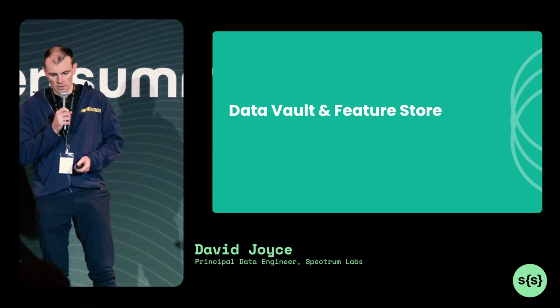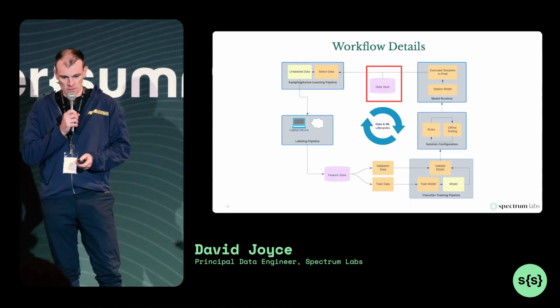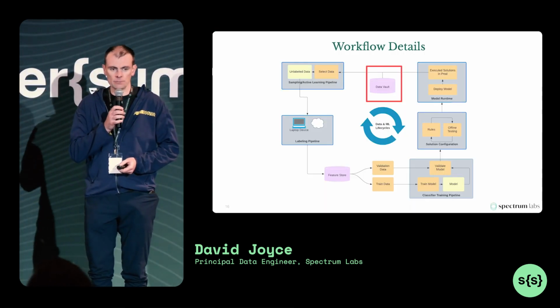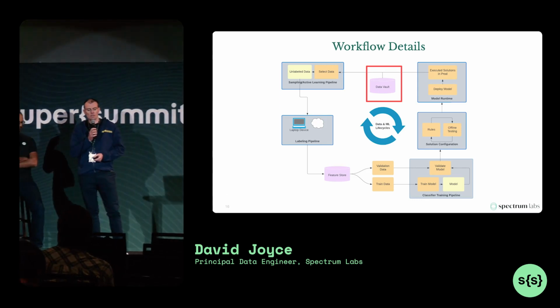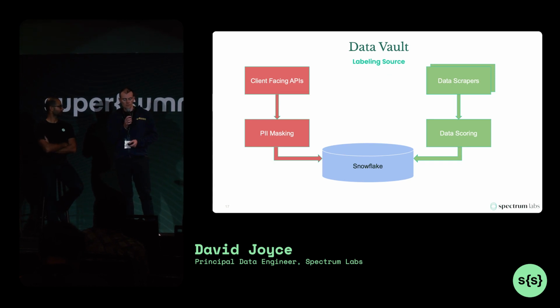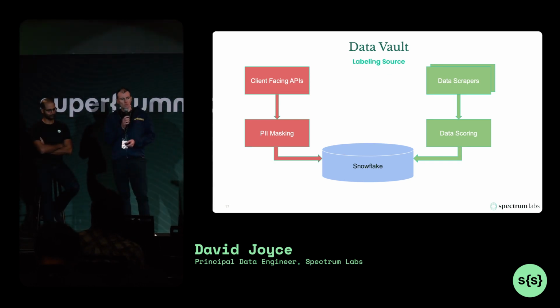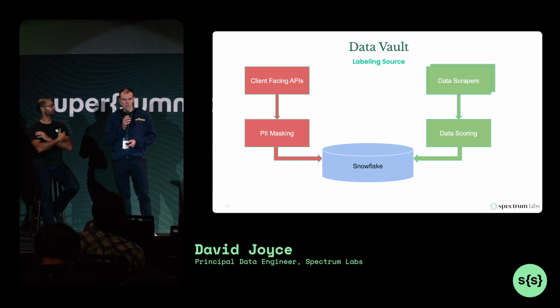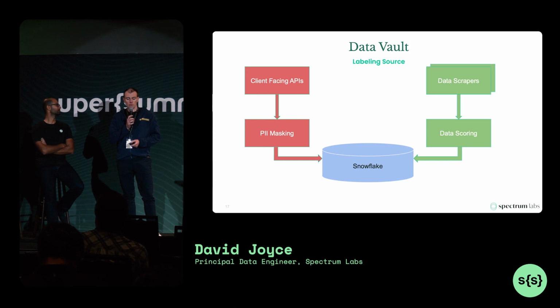So just to reiterate, the Data Vault is a key component within our data infrastructure. It serves as both a catalog and a data store for all our labeling data. Our two main sources of data within the Data Vault are the customer data that we get, and also data scrapers that are able to retrieve data from third-party websites.